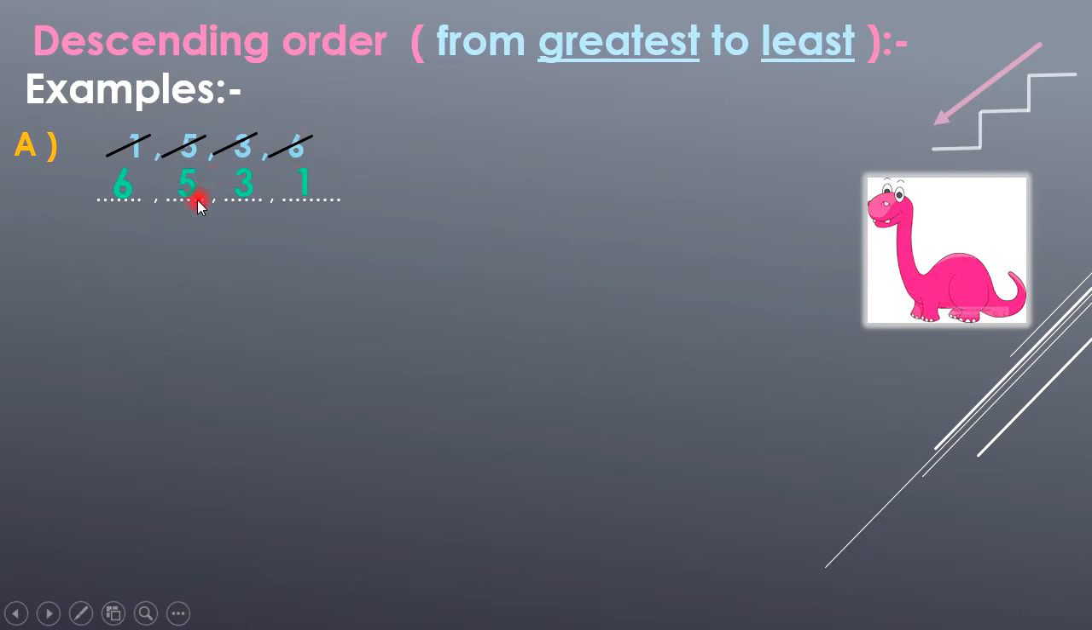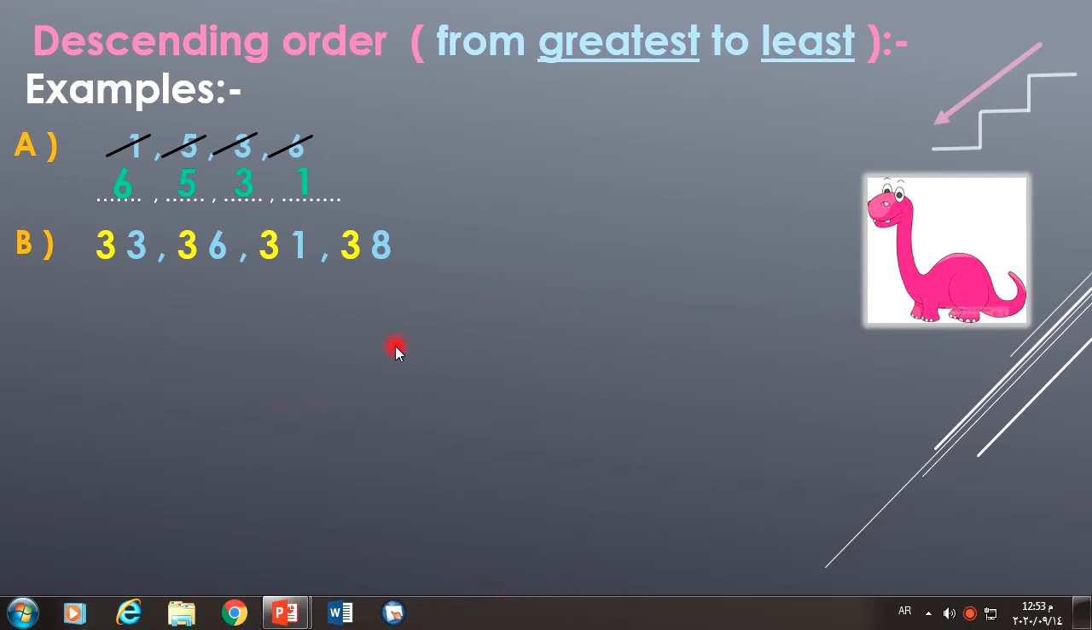Okay. Let's see another example. Example letter B. I have 33, 36, 31, and 38. In this example, we have two-digit numbers. So here we have steps to order numbers. To order two-digit numbers, we have some steps.